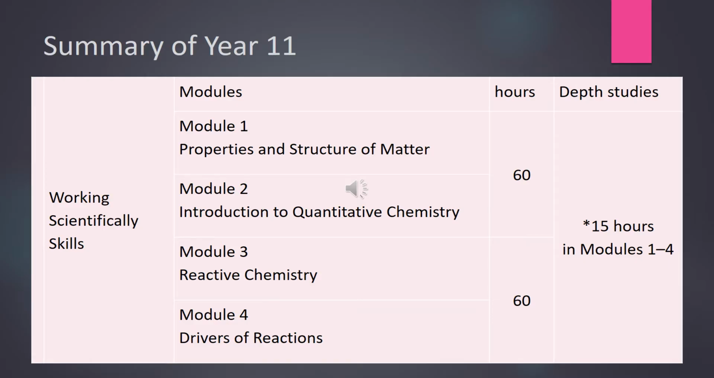The following slide demonstrates the modules that will be completed over the Year 11 course. The first module looks at properties and structure of matter. Number 2 is the introduction of quantitative chemistry, where you're looking at and gathering data from first-hand investigations. In Module 3, you're looking at reactive chemistry and the patterns and trends within the periodic table. And Module 4 is the drivers of reactions.